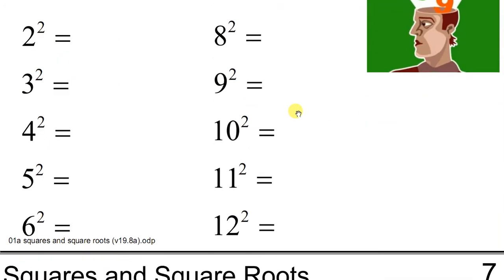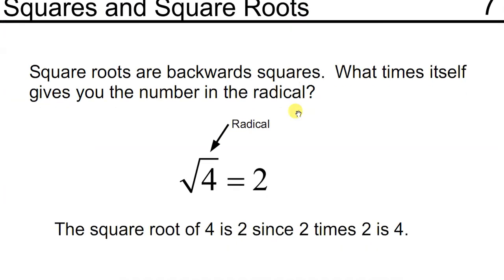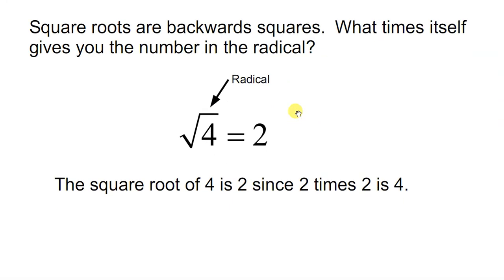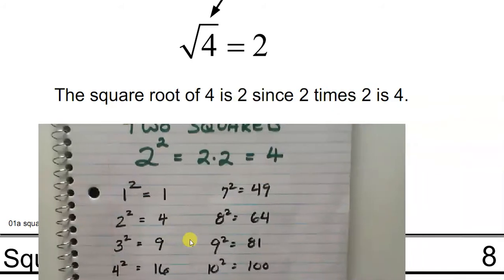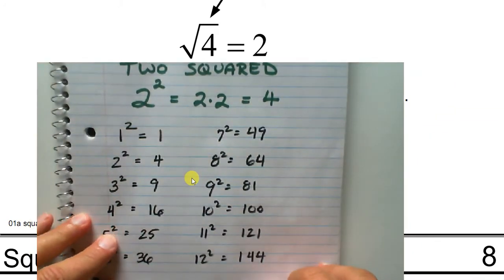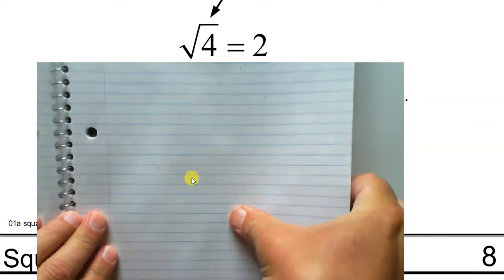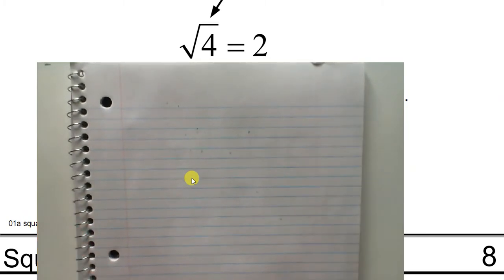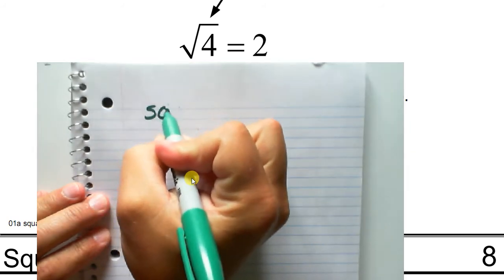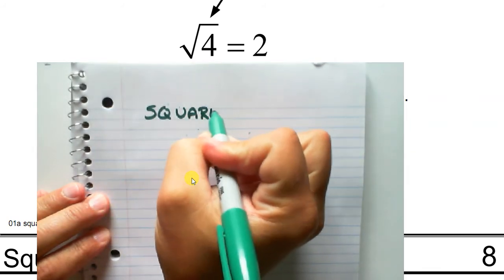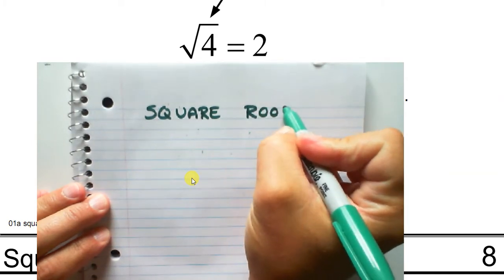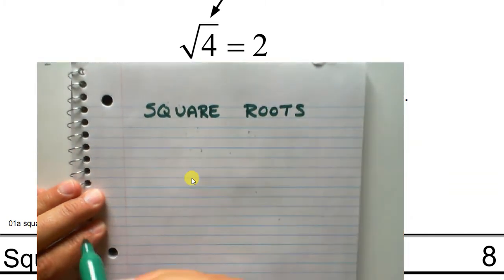Once again, if I'm going too fast, just pause the video. Square roots are backwards squares. What times itself gives you the number in the radical? So now we're talking about square roots, and they are backwards squares.